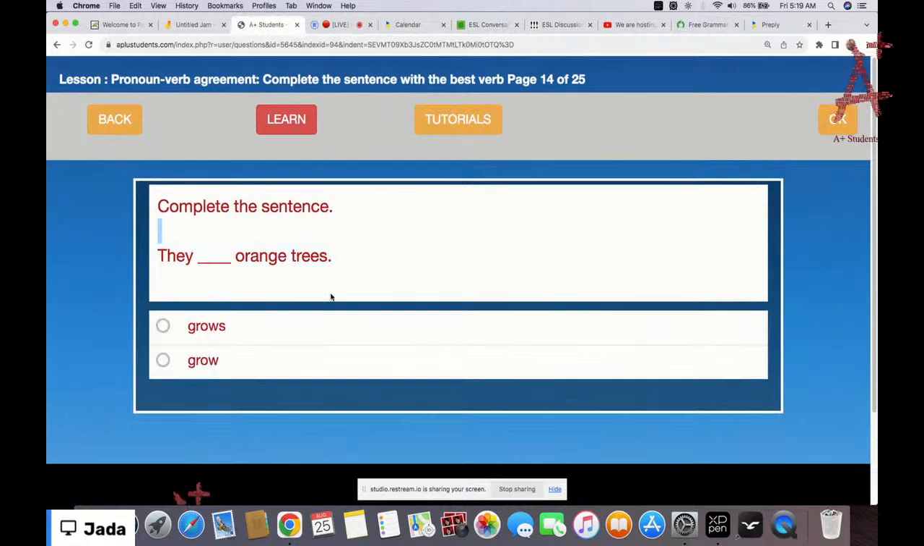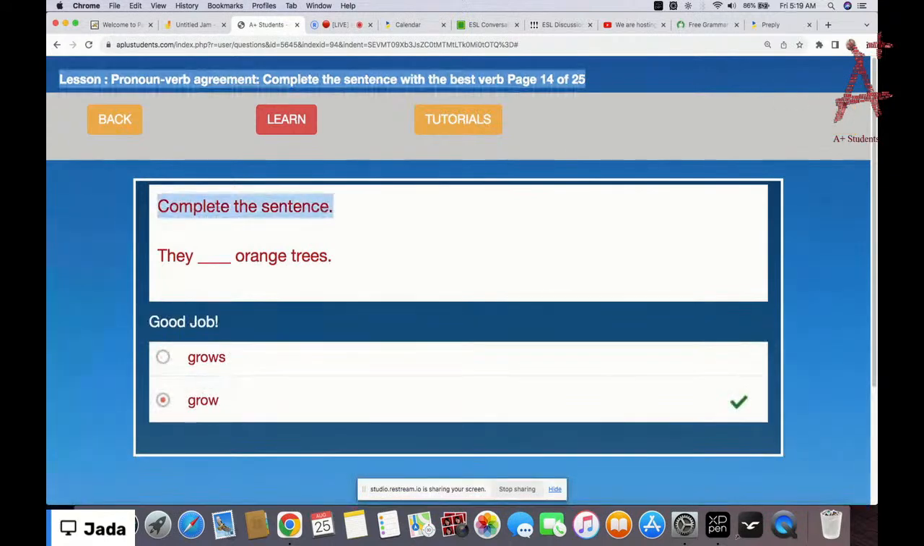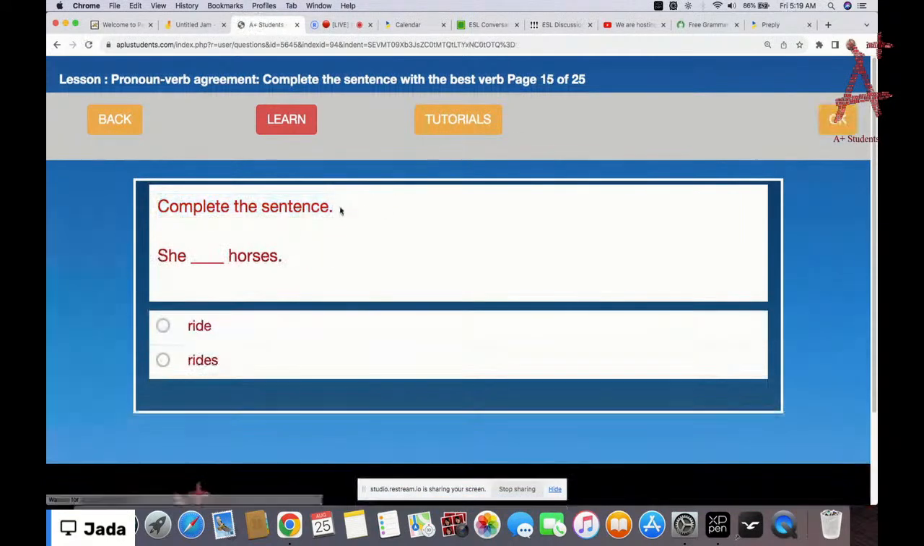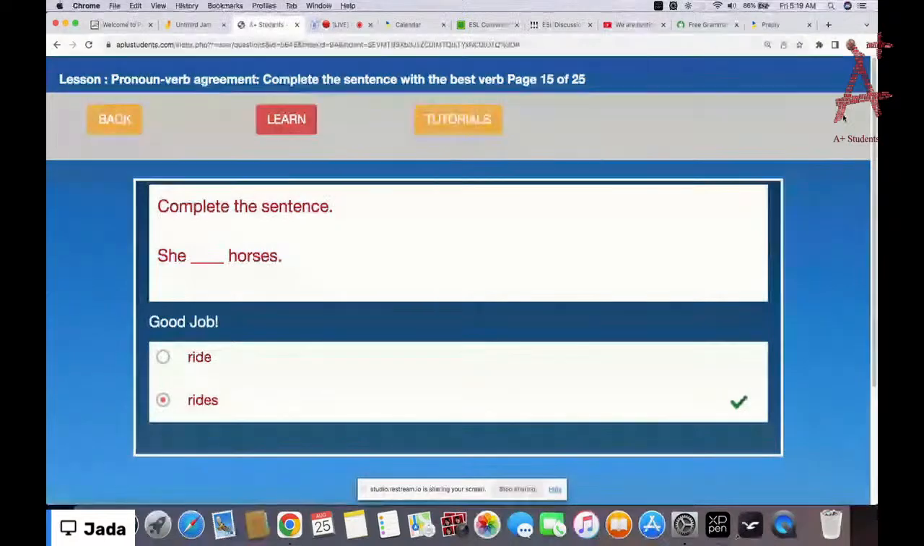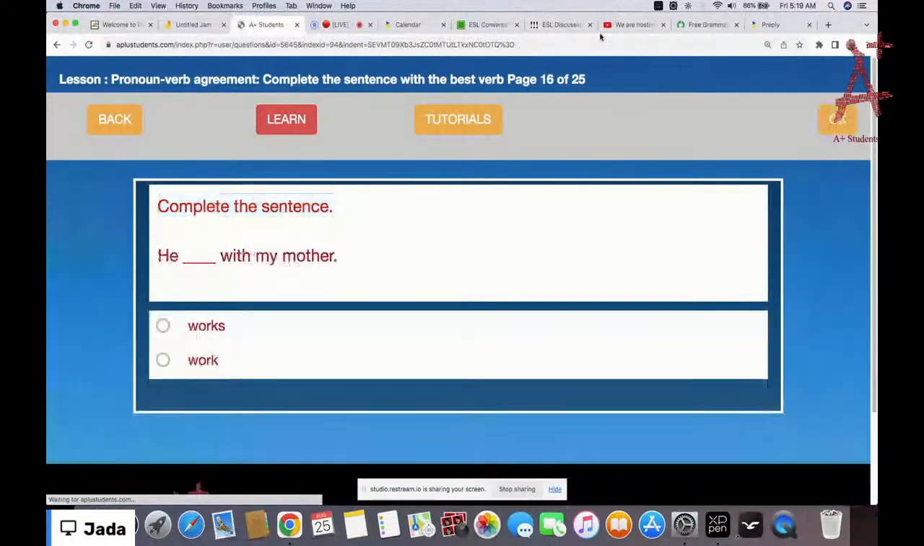"They dash orange trees." "They" is plural, so it's going to be the one without S. They grow orange trees. "She dash horses." Since "she" is singular, it's going to be "rides" with S. So she rides horses. "He dash with my mother." "He" is singular, so he works with my mother.